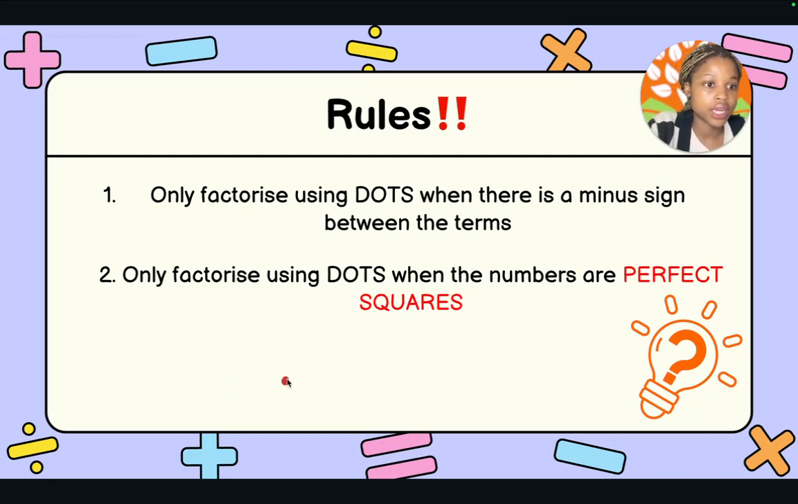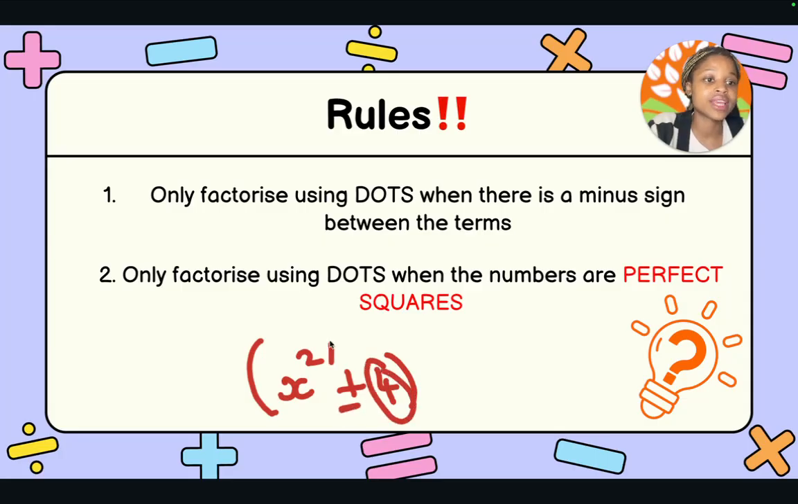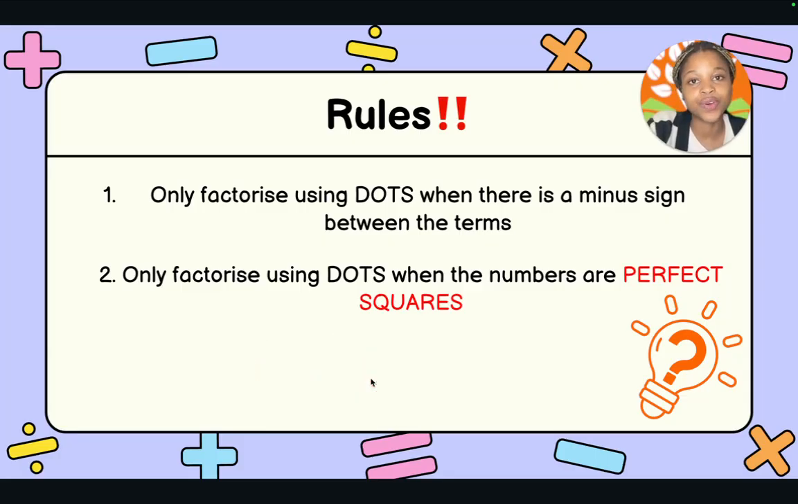If you've got an x squared plus 4, you can't factorize using difference of squares because there's a plus sign. Yes, that's a perfect square, but the plus sign disqualifies it. All right? Let's look at a couple of examples together.